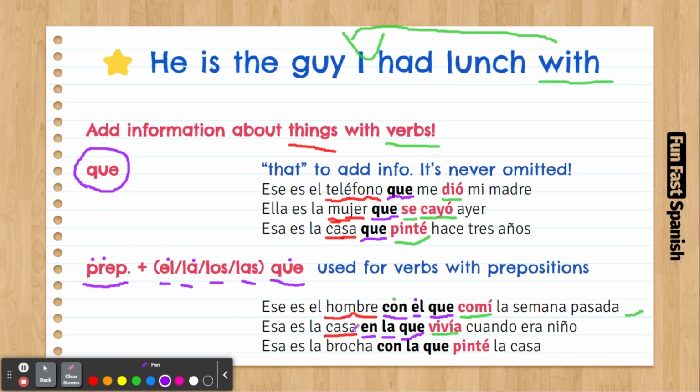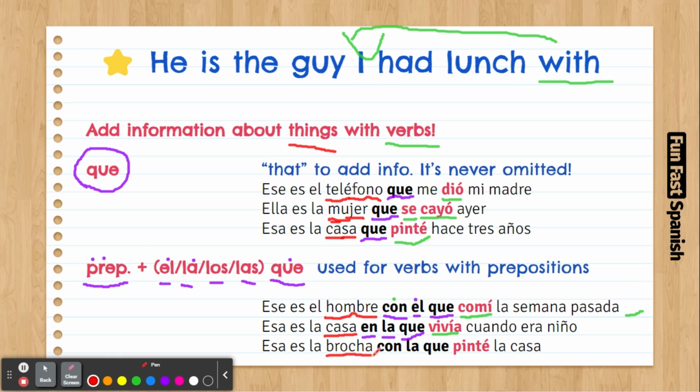Yeah. Esa es la casa en la que vivía cuando era niño. Yeah. So, yeah, en la que. En is the preposition we need to put here because in Spanish, vivir en la casa is how we say it. Yeah. We don't say vivir sobre la casa o vivir fuera de la casa. No, vivir en la casa. Yeah. Last example.